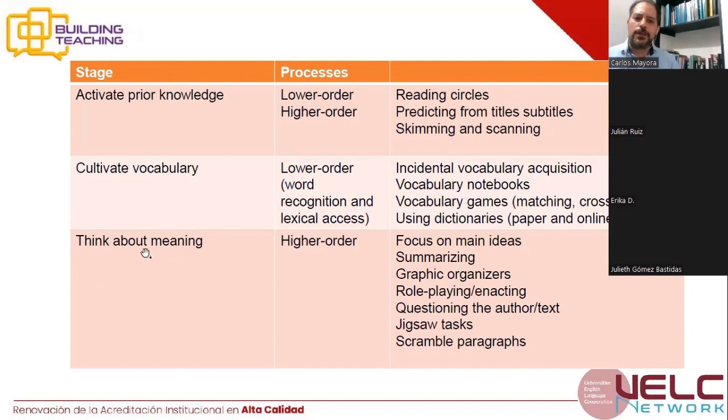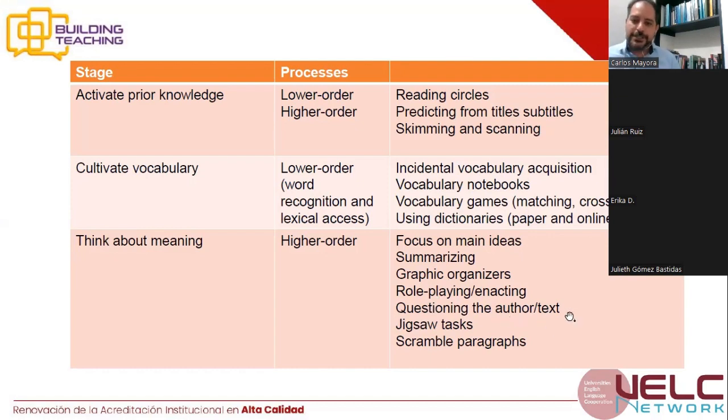Think about meaning. With this part of the process, you will develop higher order processing, and this is the kind of activities in which students concentrate not so much on the language or the grammar, but they concentrate on the real meaning of a text. So you focus on the main ideas, you teach them how to write a summary, you teach them to create graphic organizers from the text. You can have them role play or enact the text. For example, if the text is an interview in the newspaper, they can perform the interview as if they were in a TV show rather than a text.